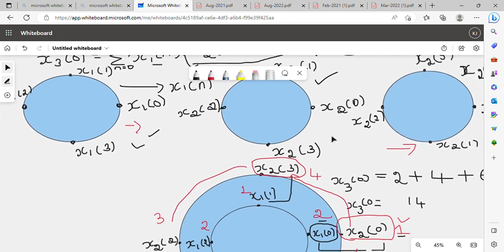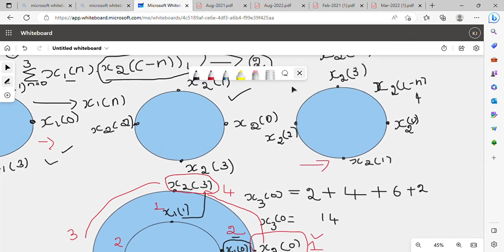So this one I already explained to you. This is circular folding that you have to do because it is x2 of (minus n) modulo 4. So we have done circular folding over here. I guess you understand, right? Yes.